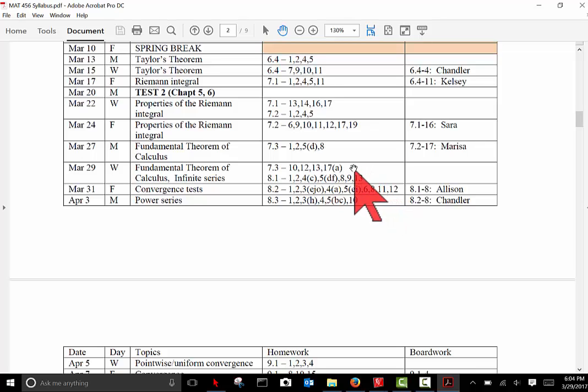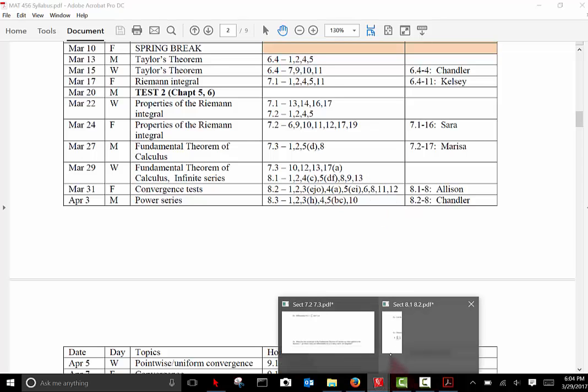You already have the notes through the fundamental theorem of calculus in hard copy. And the notes for section 8.1 for the series are posted on Learning Studio. If you care to, you can pause the video and print those out to follow along as you wish.